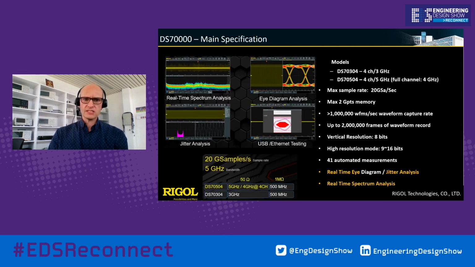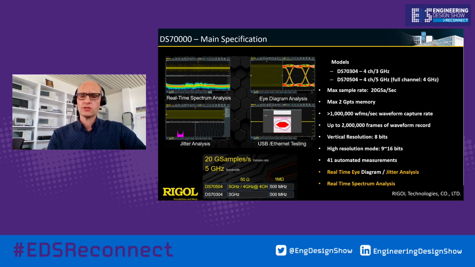Here you can see the main specification of the DS70500. We have in principle two models. One model goes up to 3 gigahertz and the second model goes up to 5 gigahertz. The 5 gigahertz version can work with 5 gigahertz if you use it with a single channel or with 2 channels.